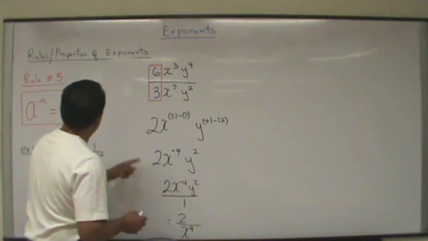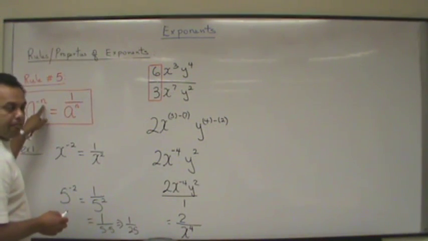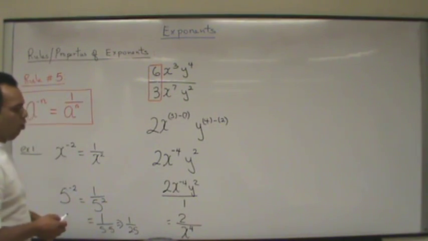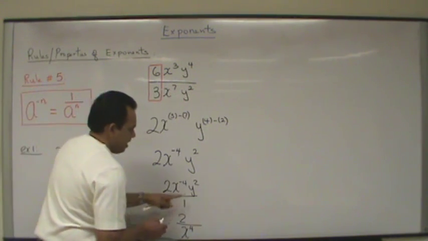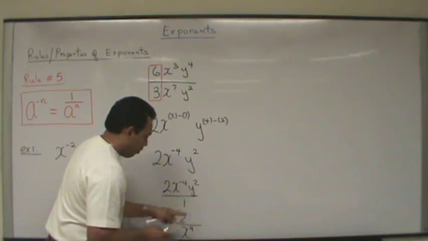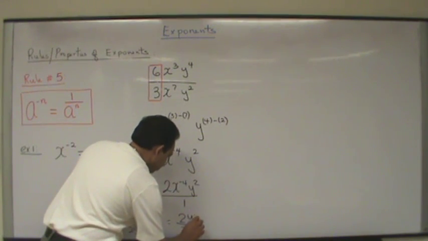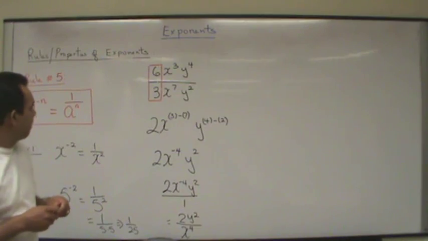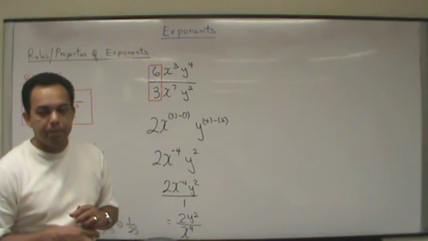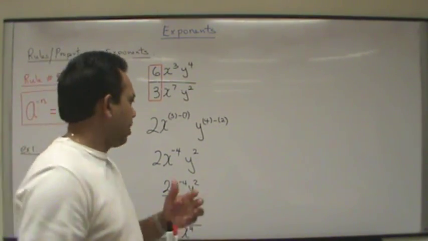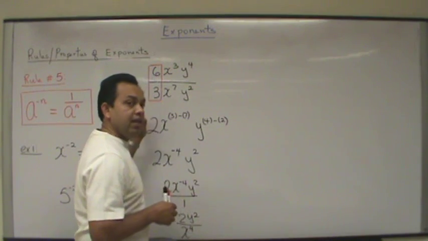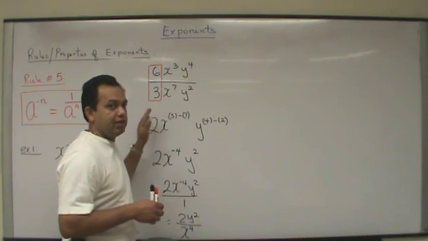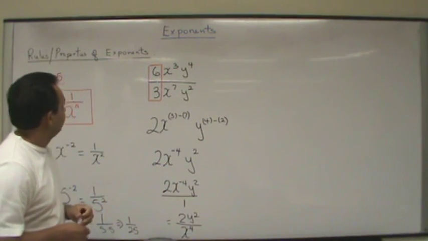And realistically, I'm following the rule: if it's negative, it becomes 1 over it. The exponent of the y is positive 2, so that stays in the numerator, and I have a positive 2 here. Okay. Recommendation, once again, please try as many problems like these from your assignment and from the textbook.